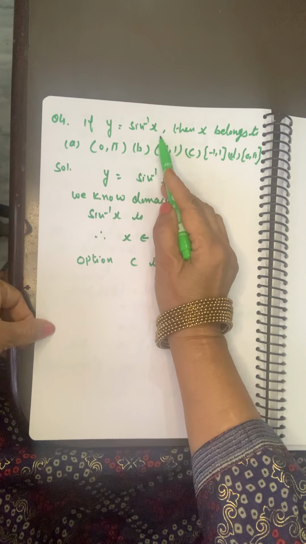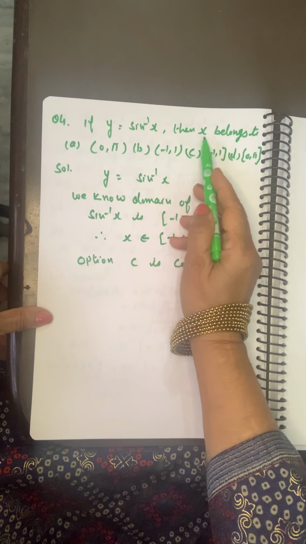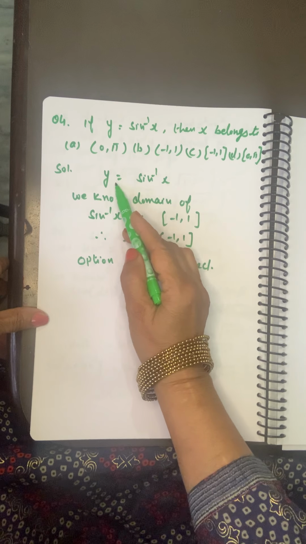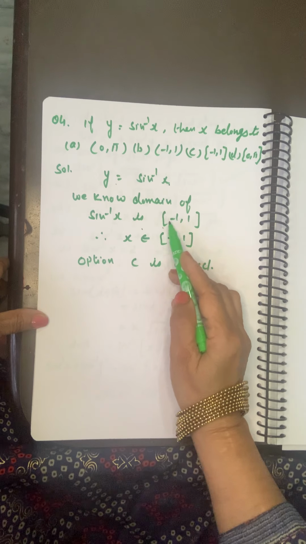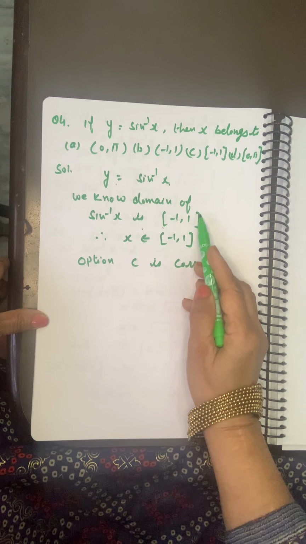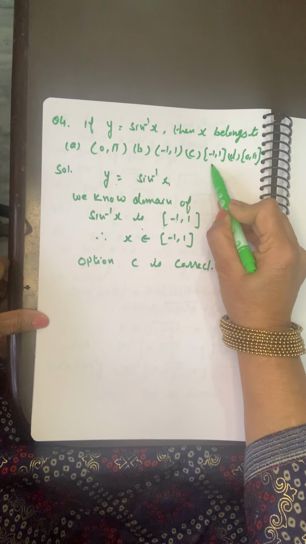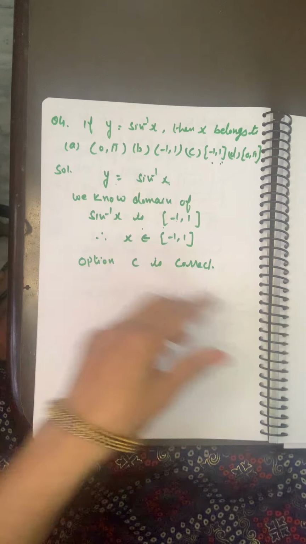If y equal to sin inverse x, then x belongs to, again we have given 4 options. Y is equal to sin inverse x. We know the domain of sin inverse x is the closed interval minus 1 to 1. So x belongs to the closed interval minus 1 to 1. Which option is correct, beta? Option C is correct.